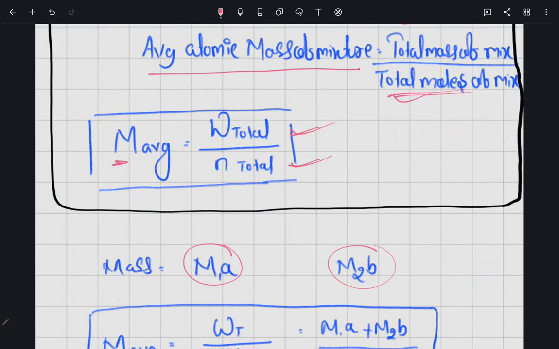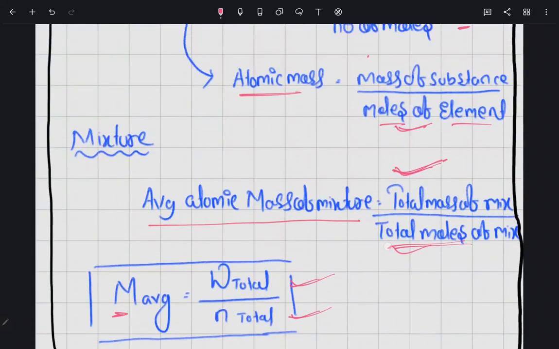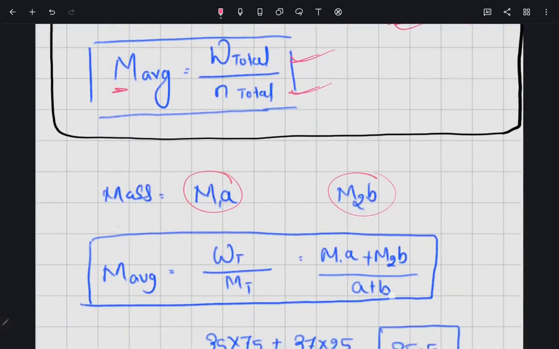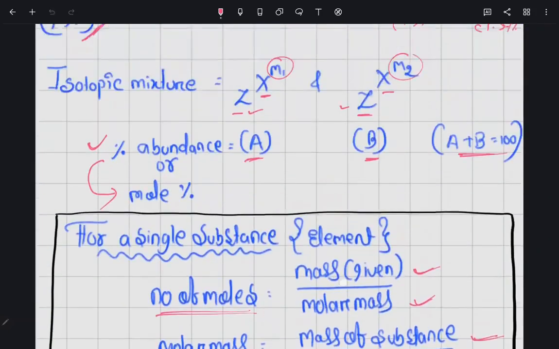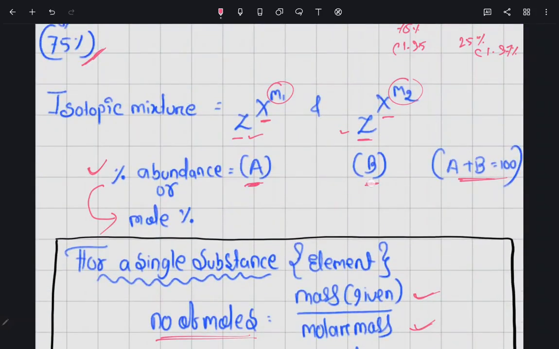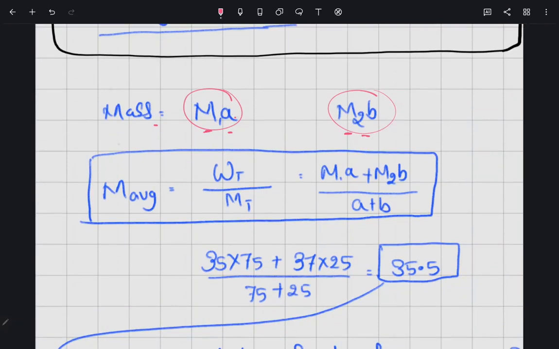How to find mass independently? Children, as I told you, the same formula: mass of a substance will be atomic mass multiplied by moles of the element. So here we will do the same. Mass will be M1 into A and M2 into B. Sir, what are A and B? Here you see, children, A is the percentage of abundance of one isotope, and B is the percentage of abundance of the other isotope. So what will you do? Mole percentage multiplied by its molar mass. So you get both of their weights.